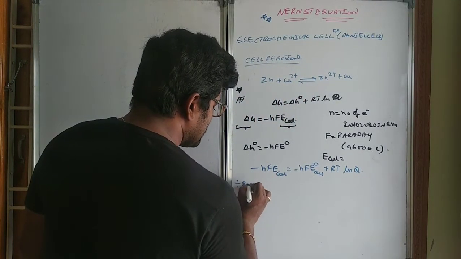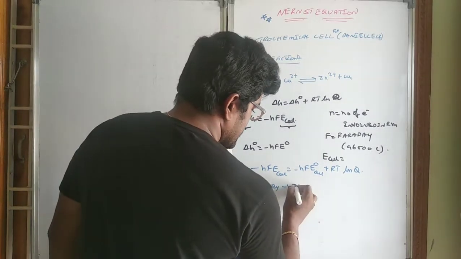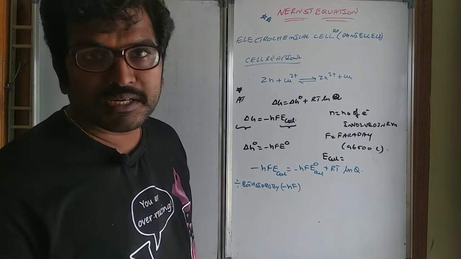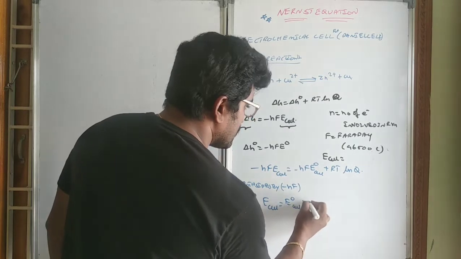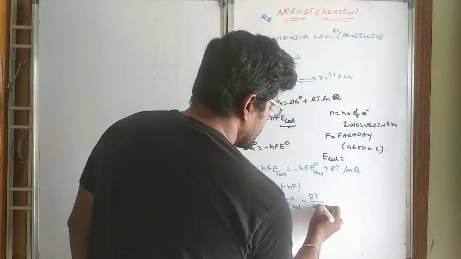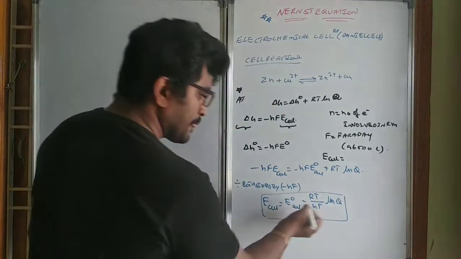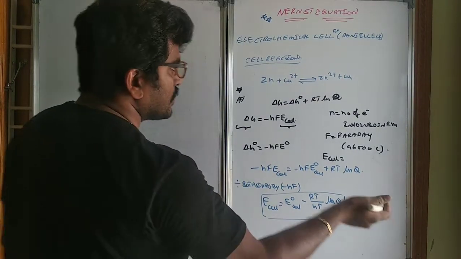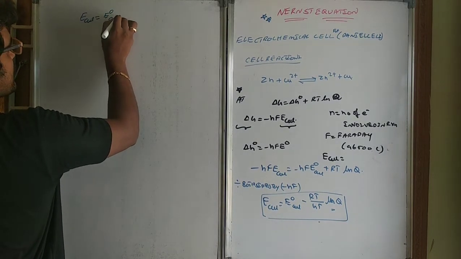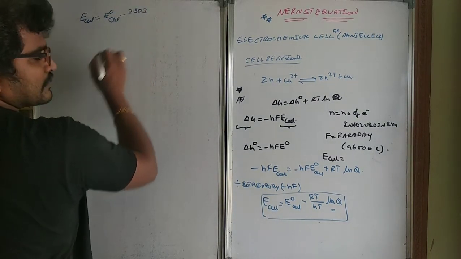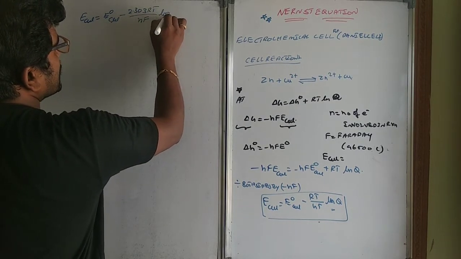Divide both sides by minus nF. E cell is equal to E naught cell minus RT by nF ln Q. Here, ln is the natural logarithm, so convert it into the regular one. E cell is equal to E naught cell minus 2.303 RT by nF log Q.